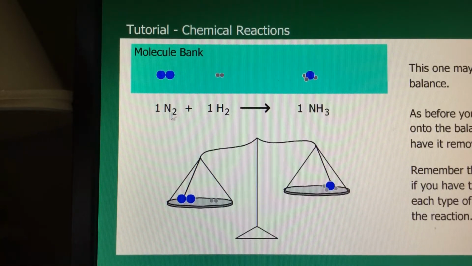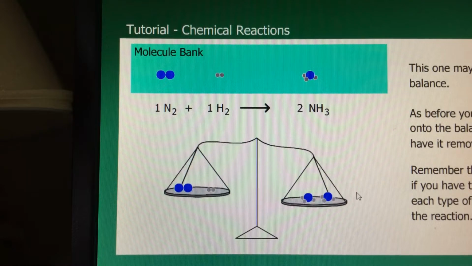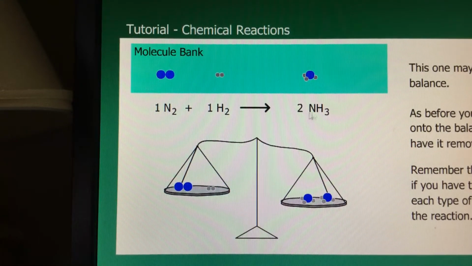All right, so here we have nitrogen plus hydrogen yields ammonia. And you can see right away that there's 2 nitrogen in the reactant side, but only 1 nitrogen in the product side. So we're going to add more. All right, so now we have too much on this side. Well, we have the right number of nitrogen.